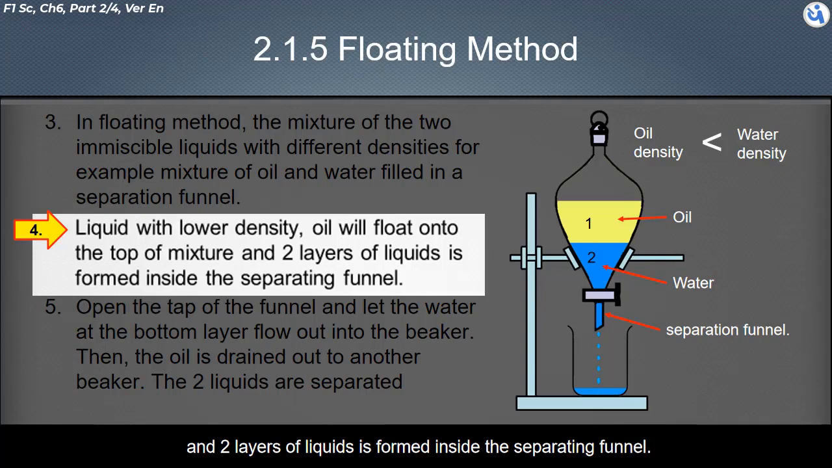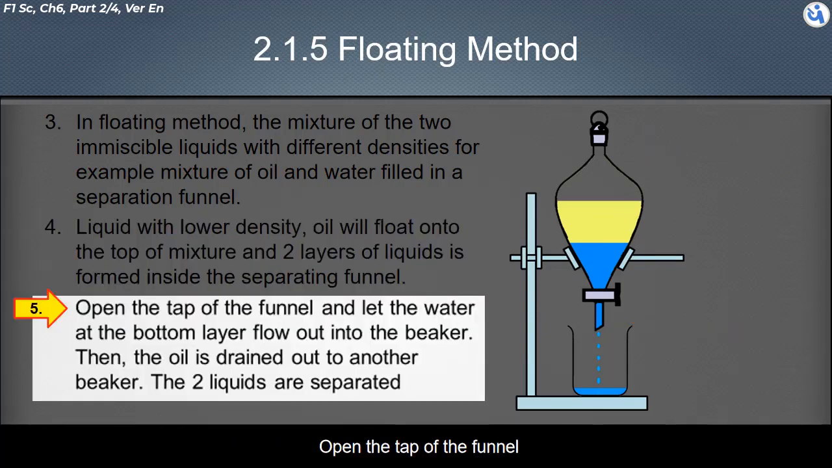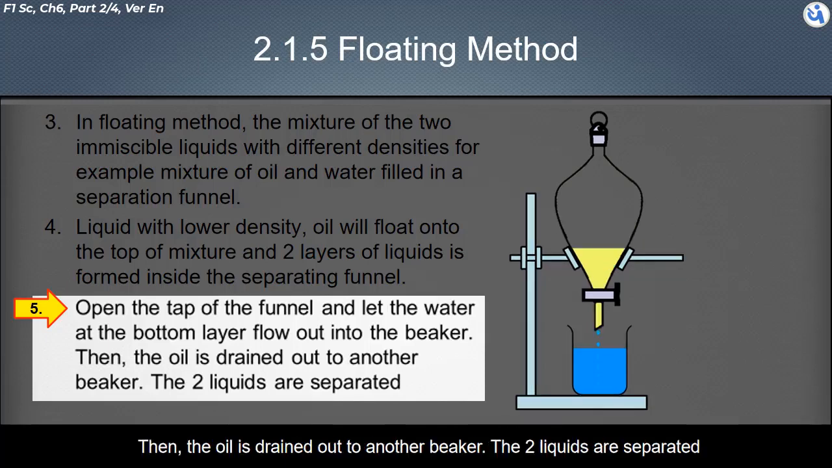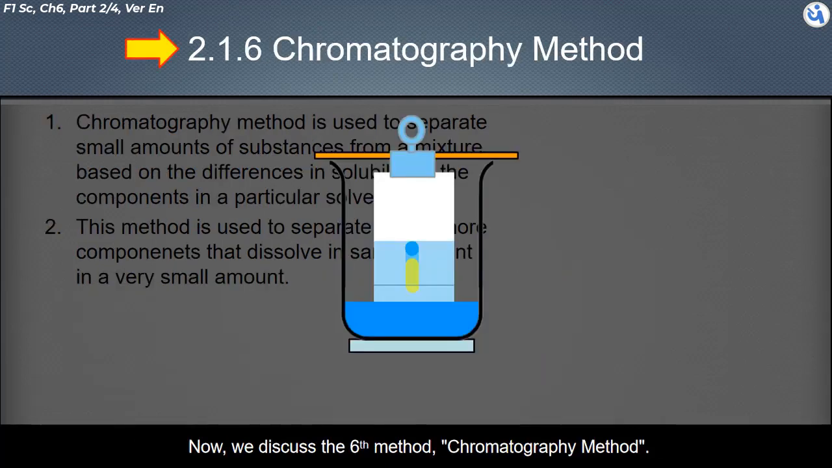Open the tap of the funnel and let the water at the bottom layer flow out into the beaker. Then, the oil is drained out into another beaker. The two liquids are separated. Now, we discuss the sixth method, the chromatography method.